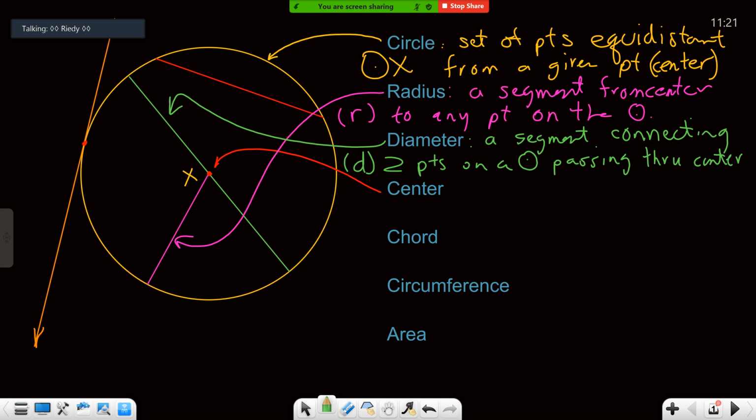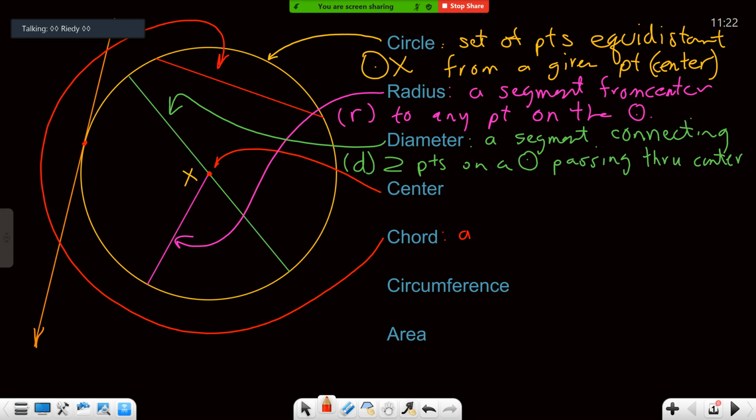Aiden, which one's the chord? What color is it? Good. That's the easy part. Now here's the hard part. What is a chord? If you base it off of the discussion we had on the diameter, how is a chord different or similar to the diameter? Well, it's a line that goes through the circle. Good. Keep going. It's like a line that goes through the circle that connects two ends but doesn't go through the middle.